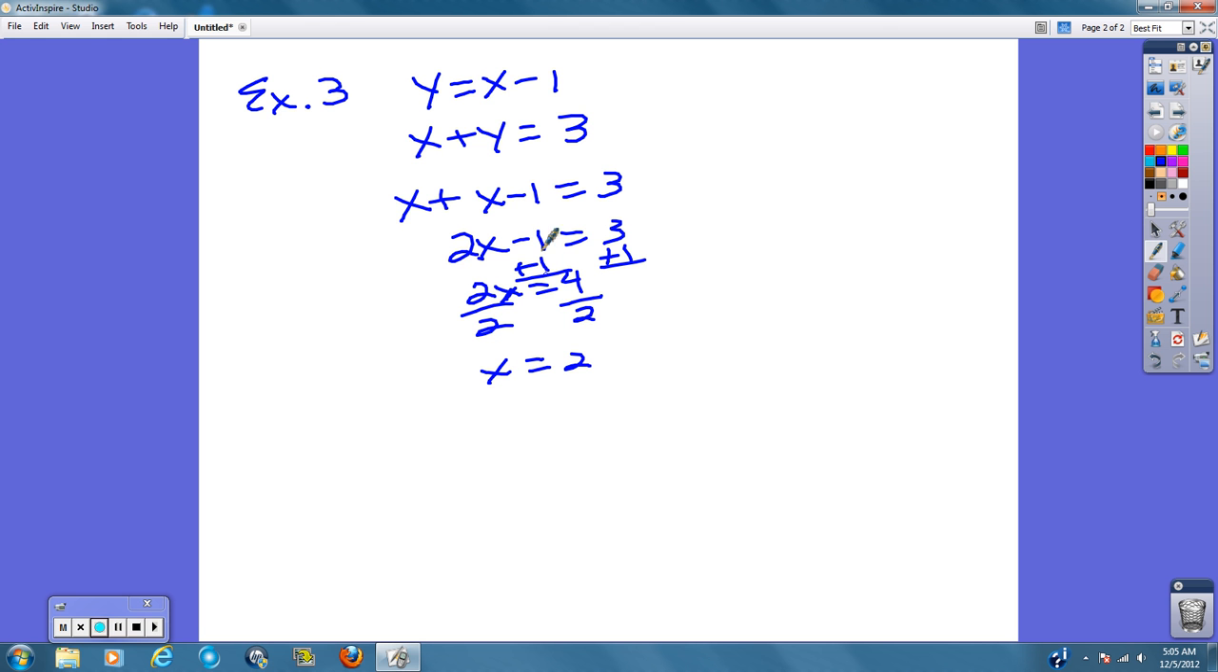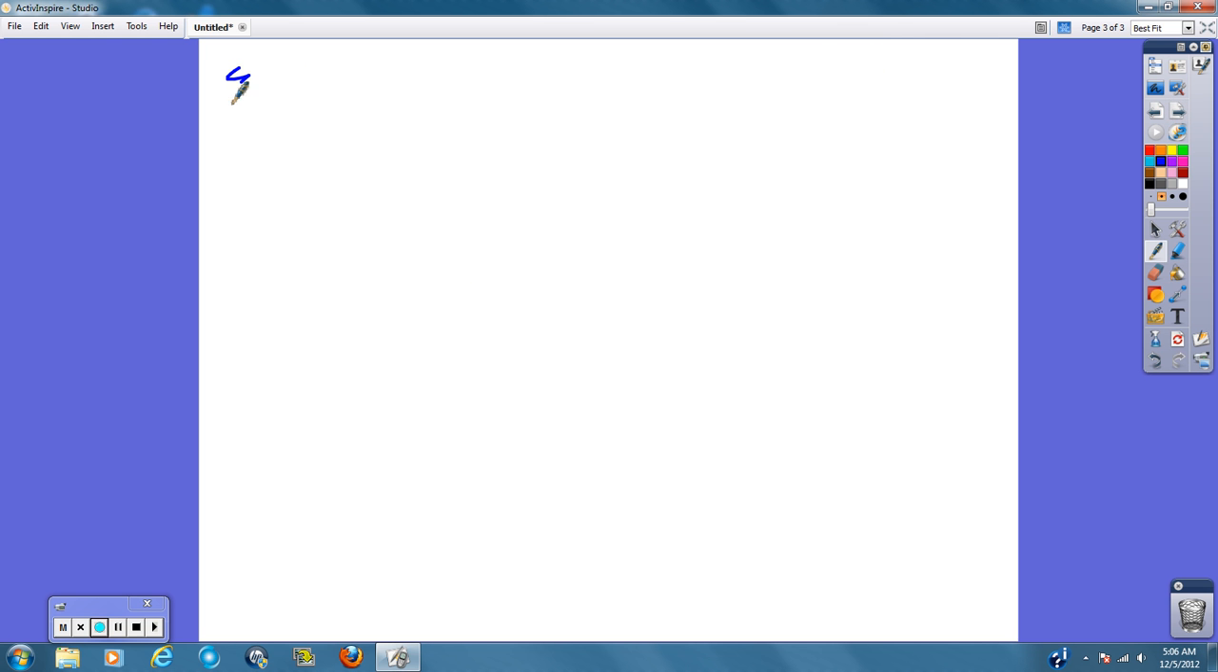Now that I know what x is, I'm going to plug it back in here, or substitute it back in. So I have y equals x minus 1, y equals 2 minus 1, y equals 1. So my ordered pair is (2, 1). Notice I continually write my answer as ordered pairs. You need to make sure you do that. Now, I'm going to go to another screen so I don't have to write so low. Another example, and please keep in mind, pause these whenever you need to. This is example 4, I'm pretty sure.